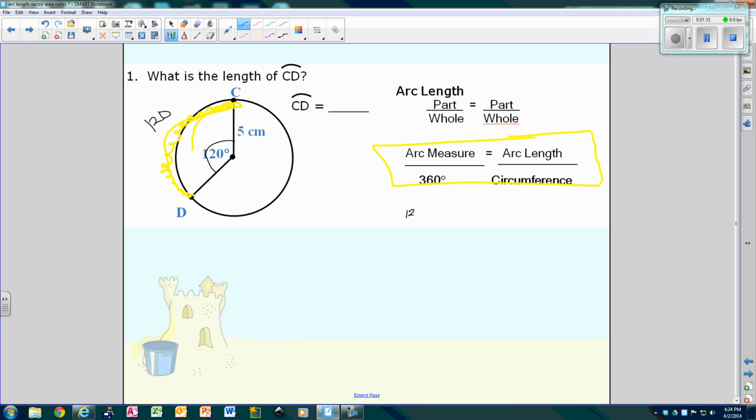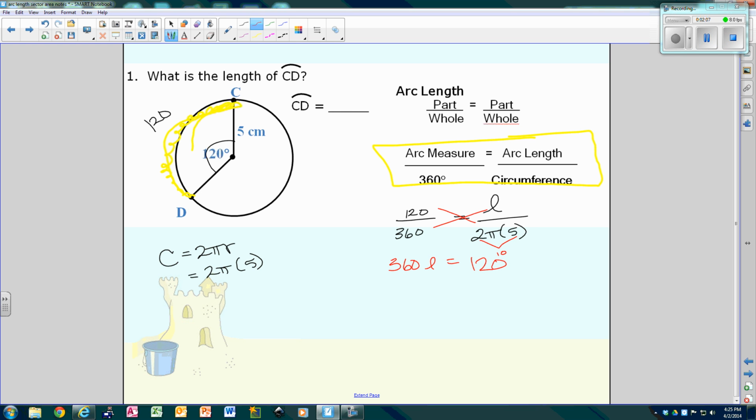So this is going to be 120 over 360 equals the arc length, I'm just going to use an L, over the circumference. Circumference is 2 pi r, so that would be 2 pi times 5. This is exactly the same proportions we just did a second ago. We're going to cross multiply, so 360 times L equals 120 times 2 times 5, which is 10. So 120 times 10 is 1200, and we still have pi. We haven't done anything with it. Now you're going to divide by 360.